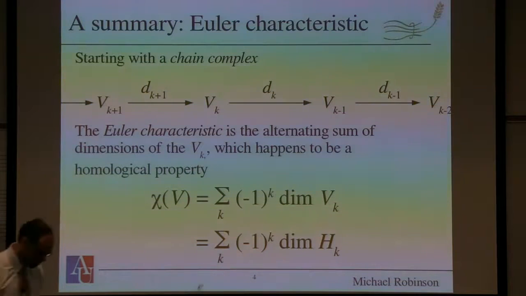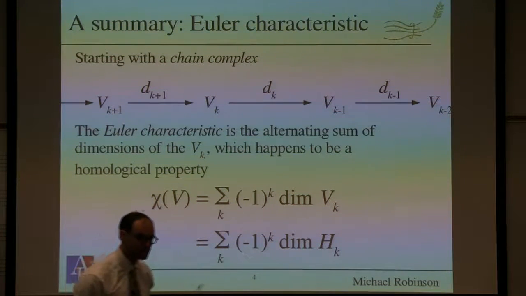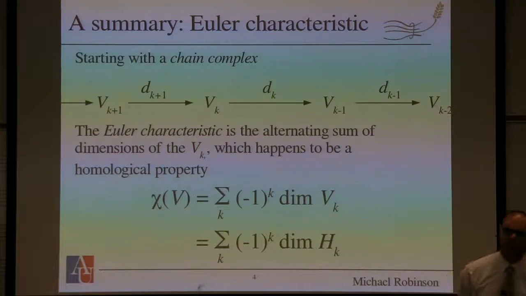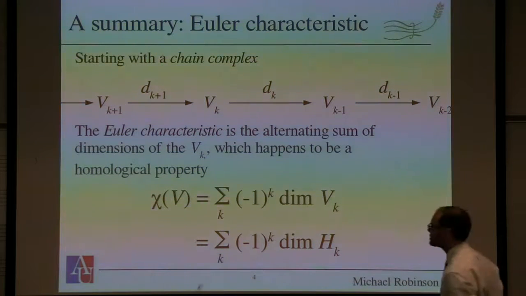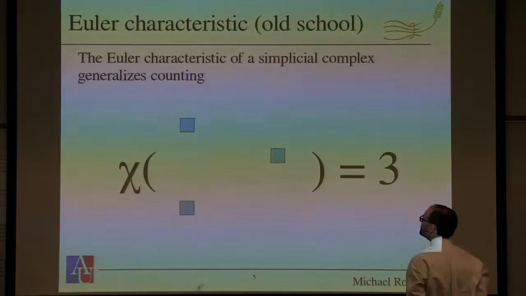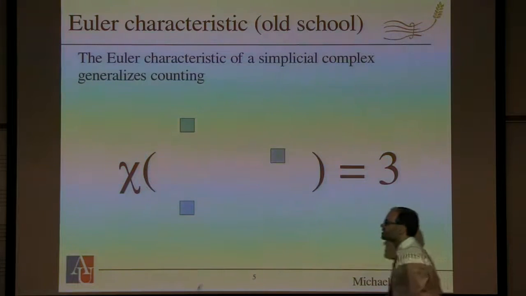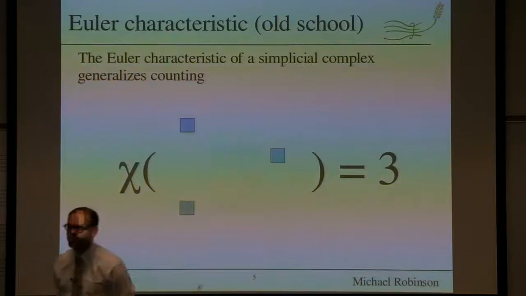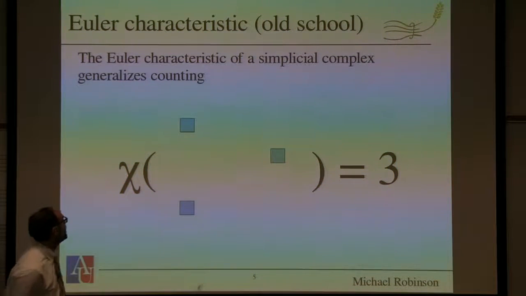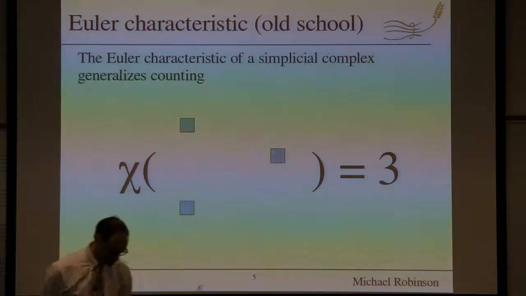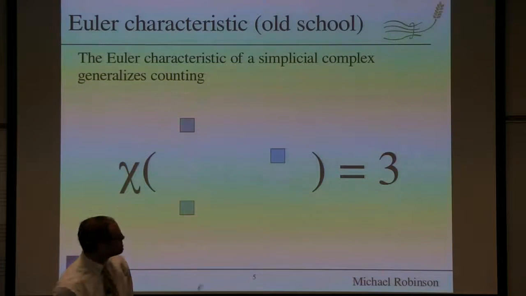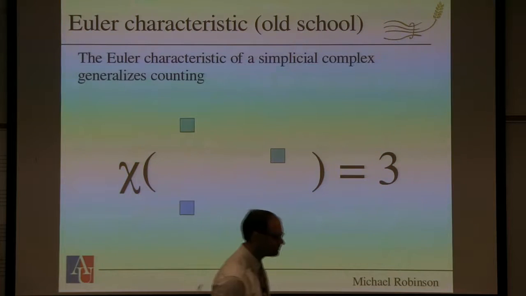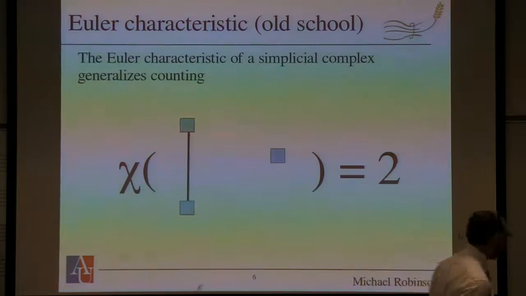Now, you've probably heard of the Euler characteristic in another context, that of combinatorial topology. Something like vertices minus edges plus faces. Well, it really generalizes counting. So here's a space, an abstract simplicial complex with 3 vertices, no higher dimensional simplices. And the Euler characteristic of that is the number of vertices, which is 3. It generalizes counting.